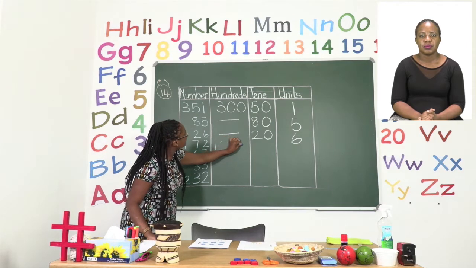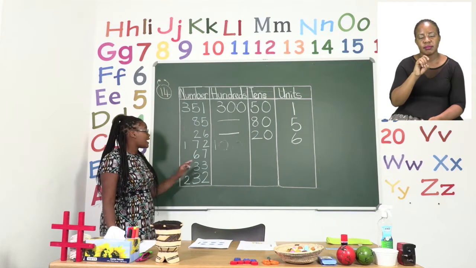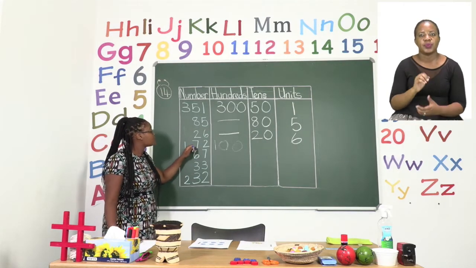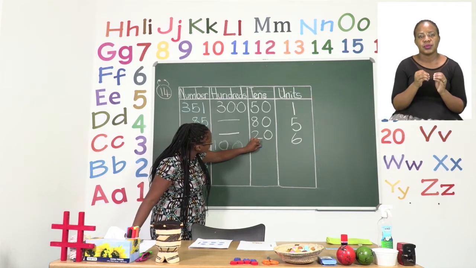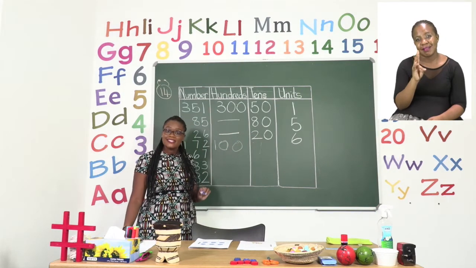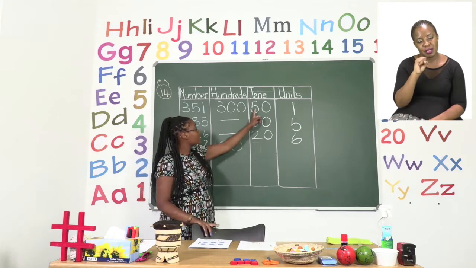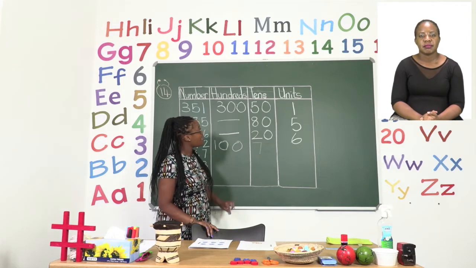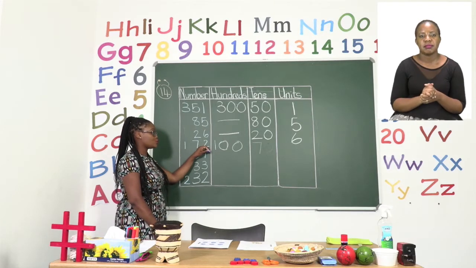Add another 0. The next number that we're going to look at here is 7. So we are going to take our 7 and we are going to write it. After writing our 7, we need to put the 1 0 for tens. Then the last one, boys and girls, is the 2.